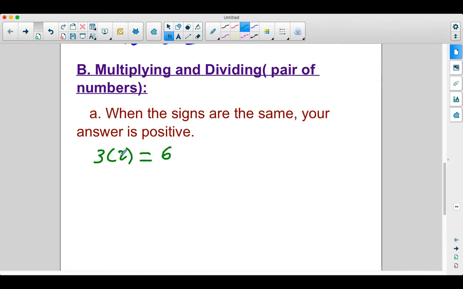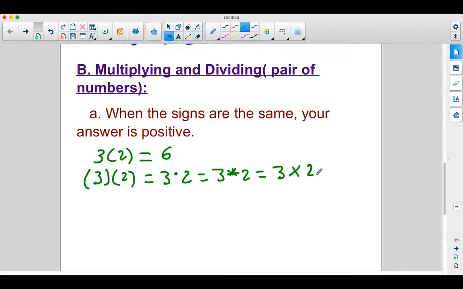By the way, there are several ways to write multiplication. This 3 times 2 can be written this way also. This also means 3 times 2. This also means 3 times 2. And this means also 3 times 2. So be familiar with all these ways of writing multiplication.